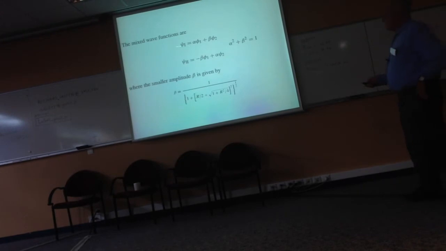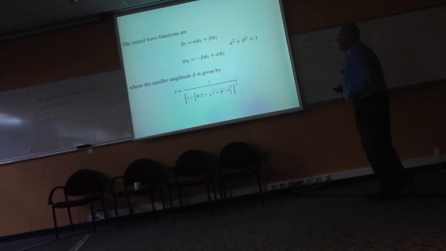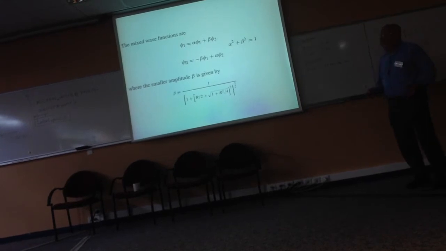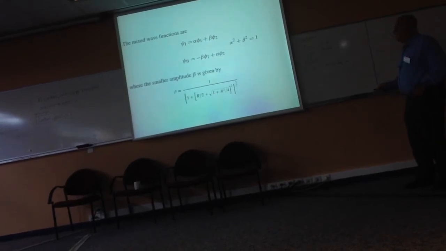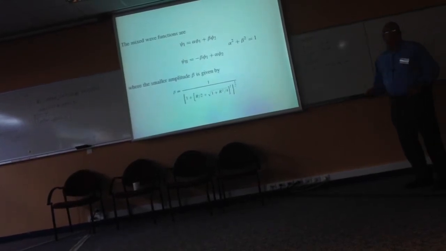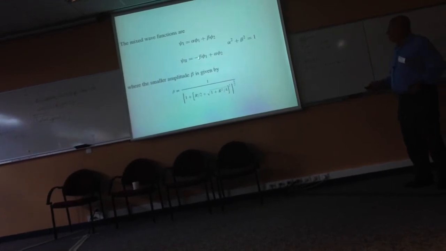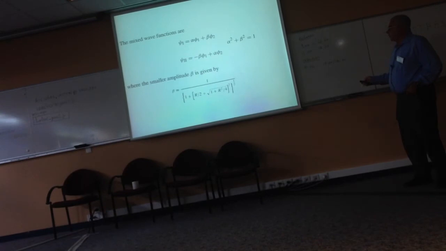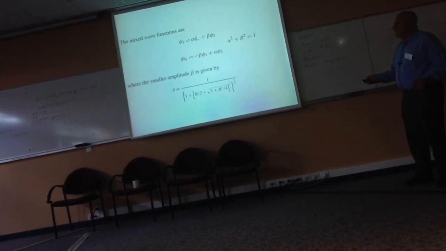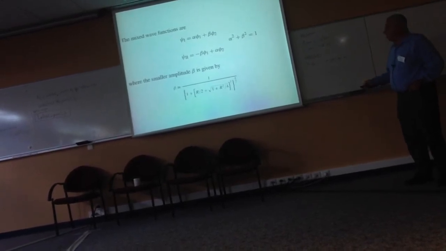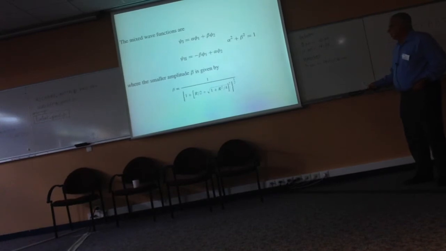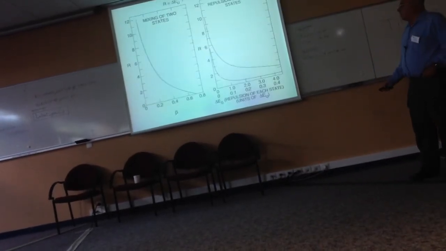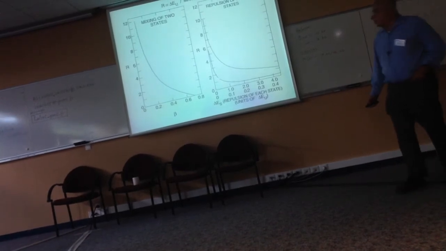The mixed wave functions: psi 1 is going to be a linear combination of the two unperturbed wave functions with coefficients alpha and beta. Psi 2 will be the orthogonal mixture, minus beta phi 1 plus alpha phi 2. I have to have alpha squared plus beta squared equals 1. And this smaller amplitude beta is given also in terms of R by this expression. Okay? And now you can make universal plots.